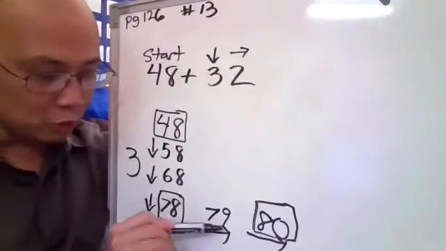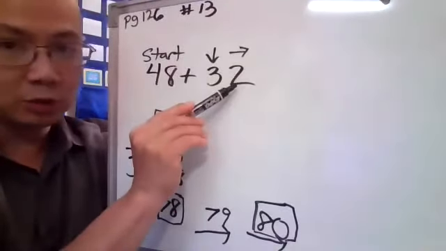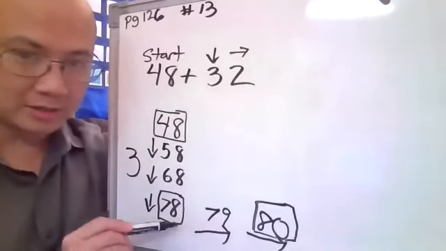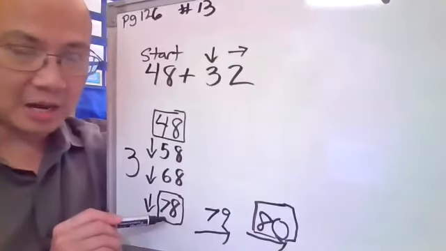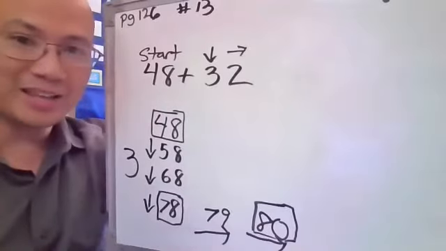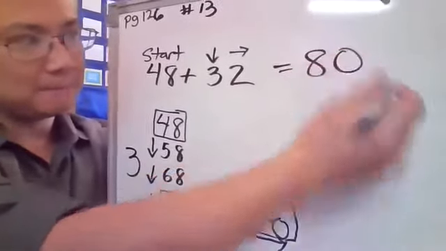Now I move 2 spaces in the ones. My next step is to move to the right, down to the right. I move 2 spaces to the right: 1, 2. From 78, I move 2 spaces to the right, 1, 2. And that's how I come up with 80. So now I have 48 plus 32 is 80.